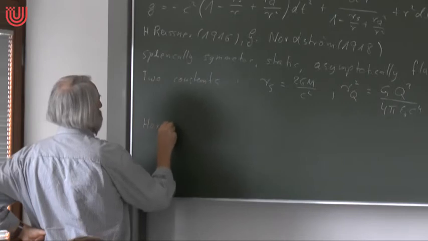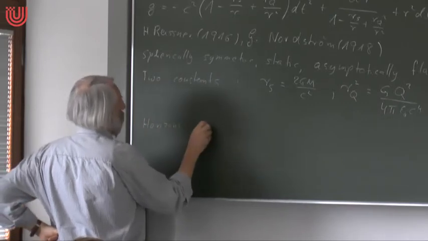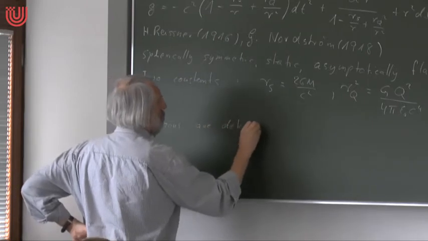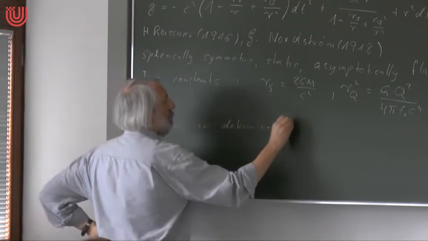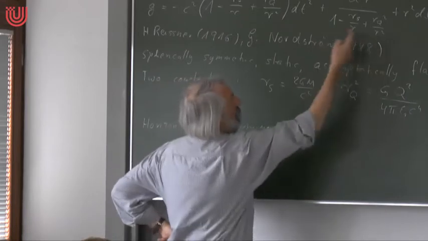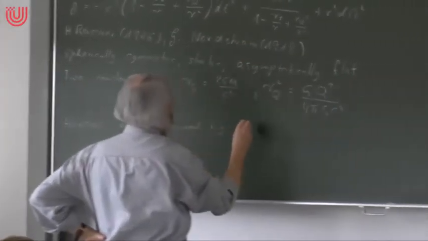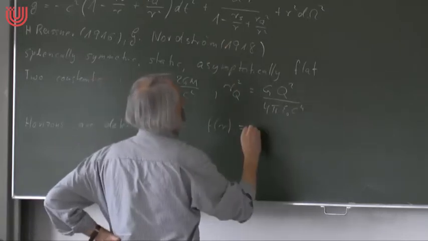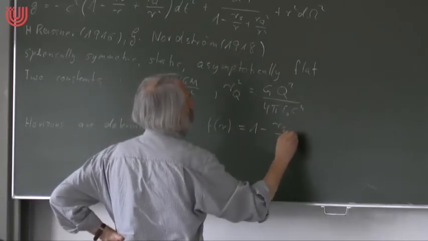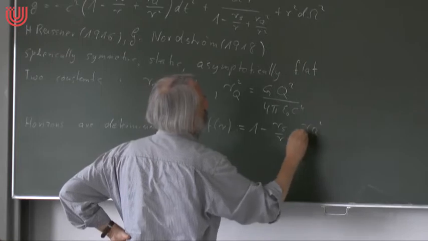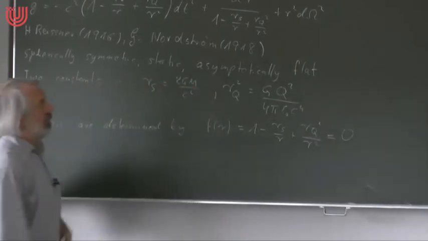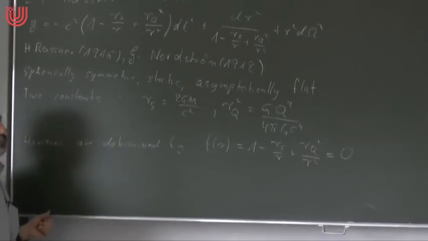Horizons are determined by the fact that this here becomes 0. Let me abbreviate this by f of r. So this is just this expression here, 1 minus rs over r plus rq squared over r squared. And if this has a 0 somewhere, then there is a horizon.